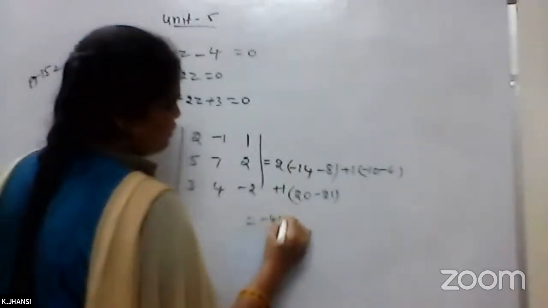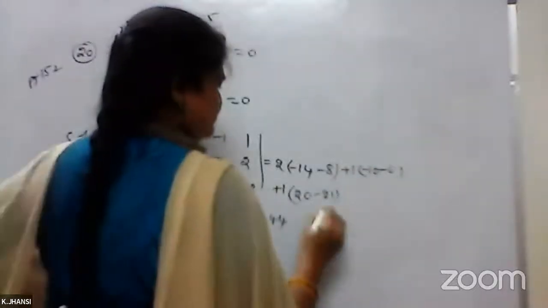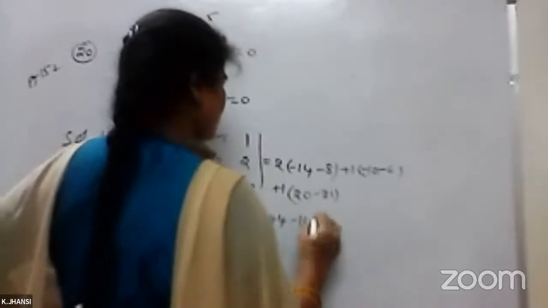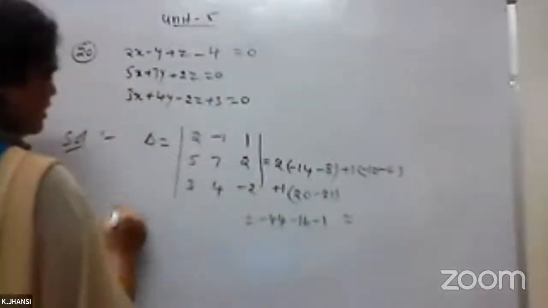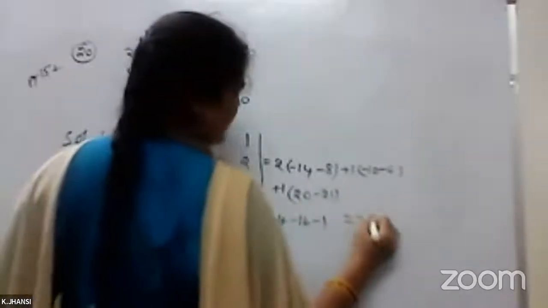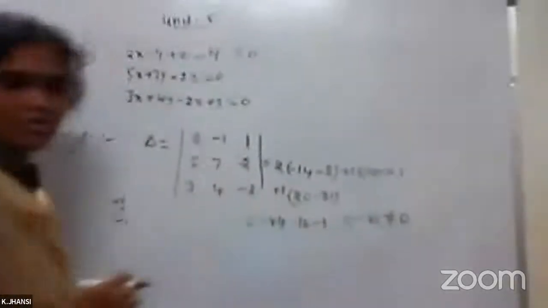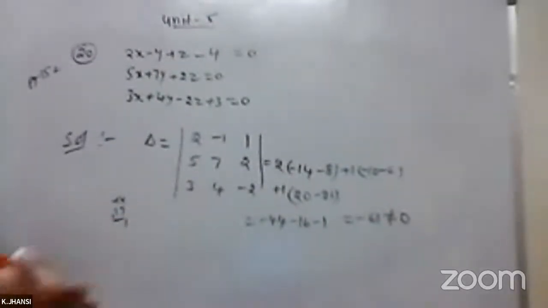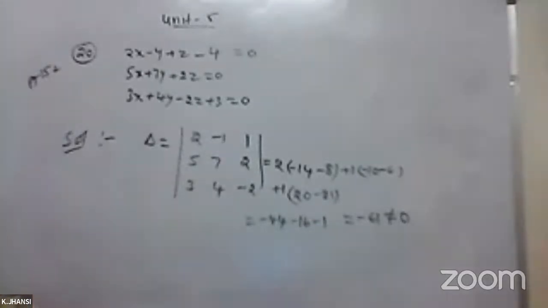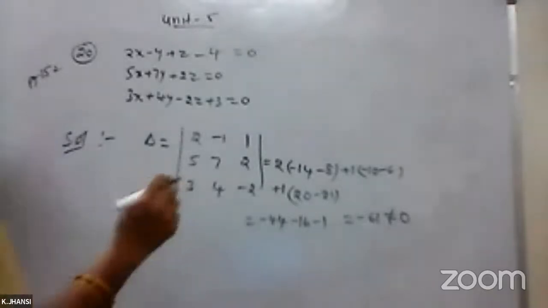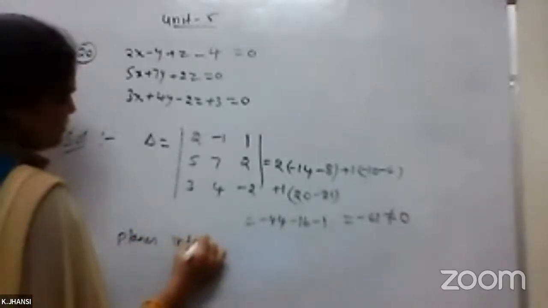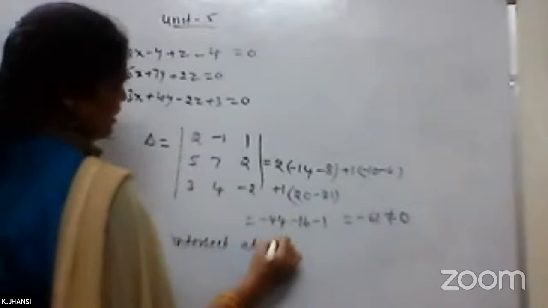So minus 44 you will get, it is minus 16, and next here minus 1. So all minuses are there. So 44, 17, 1, 1. So 61 you will get, minus 61, which is not equal to 0. So here we are directly getting the first determinant itself not equal to 0, which means the 3 given planes will intersect at a point. Okay. So therefore, the planes intersect at a point.